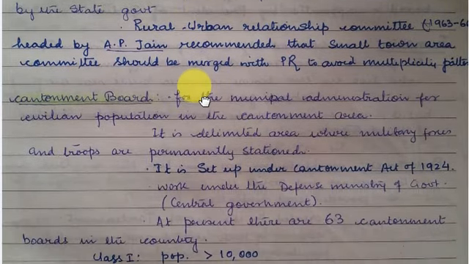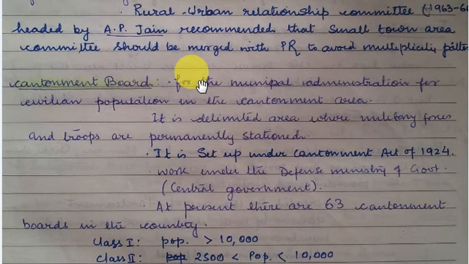Other is cantonment board. Generally this is only for the administration. It is not for a civilian area, but wherever there is a military area, it is managed by our army. We can call it as cantonment area. So it is a delimited area where military forces and troops are permanently stationed. It was set up with, as we've discussed previously, the Cantonment Act 1924. It works under the Defense Ministry of the government. So it directly comes under the central government.